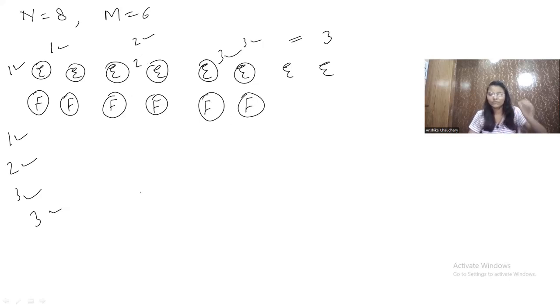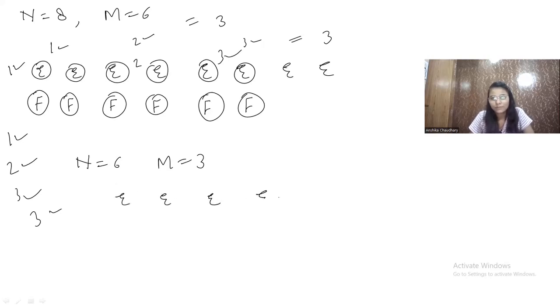Now let's take one more test case as well. Suppose n equals 6 and m equals 3, right? So how many teams will there be? Experienced, now three freshers. So at max how many teams can we form? At max we can form three teams, right?